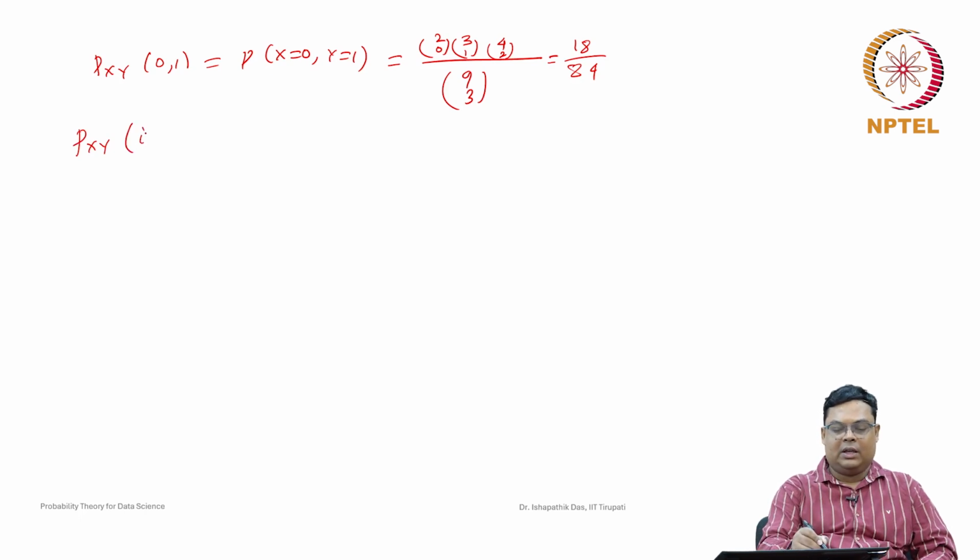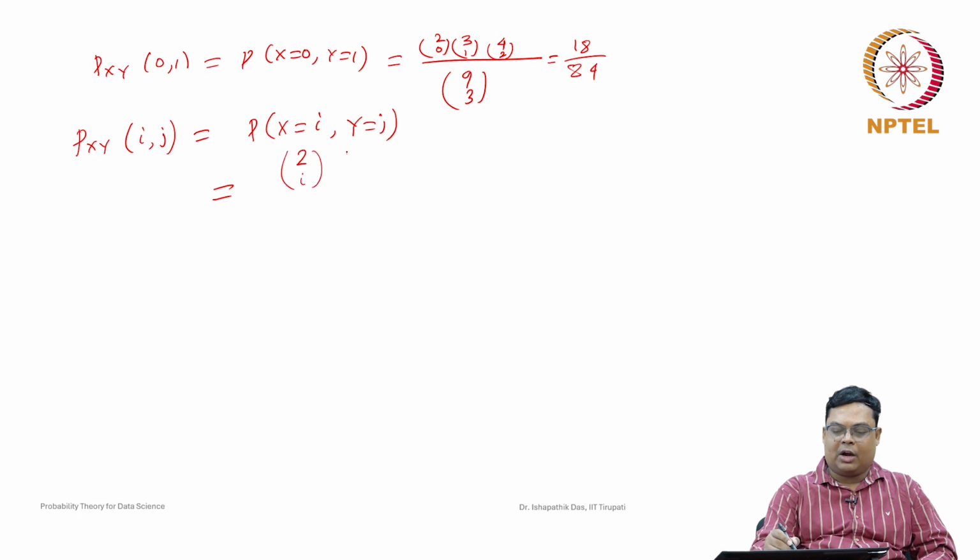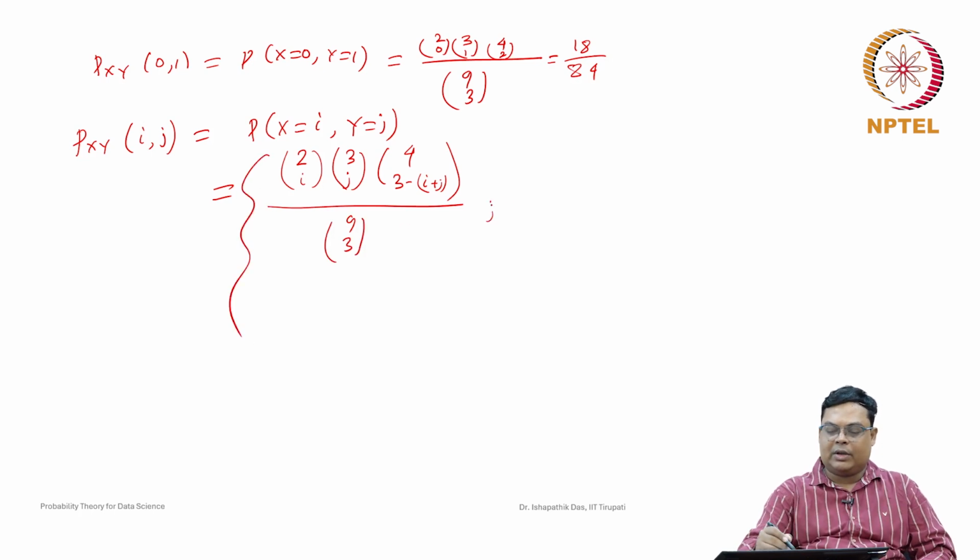So, generally we can write P x y of i, j. P x y of i, j is nothing but the probability that x equal to i, y is equal to j. So then, out of 2, i red balls are chosen, out of 3, j balls are chosen, and the remaining out of 4 will be 3 minus i plus j balls. This combination is nothing but 9C3.